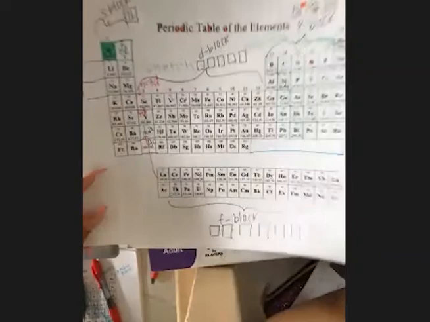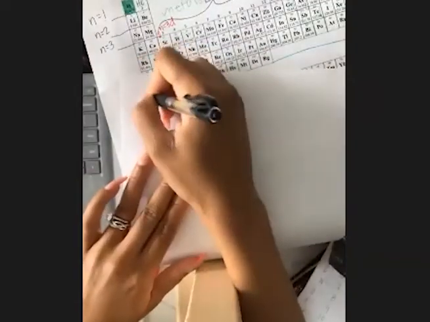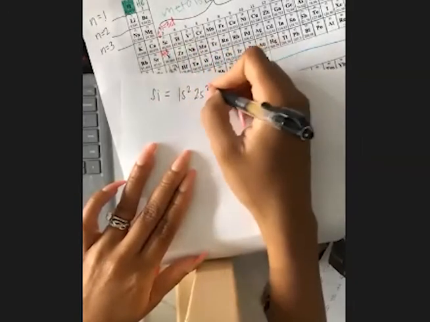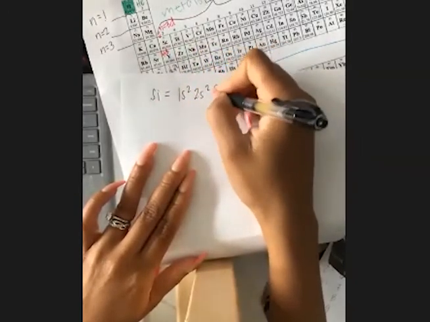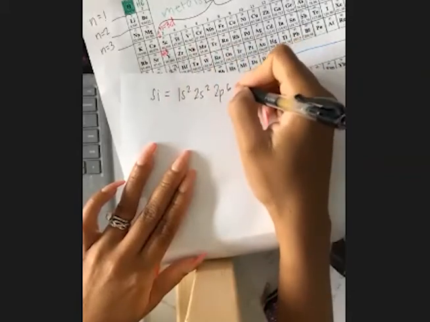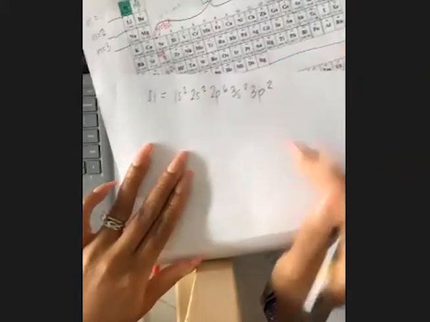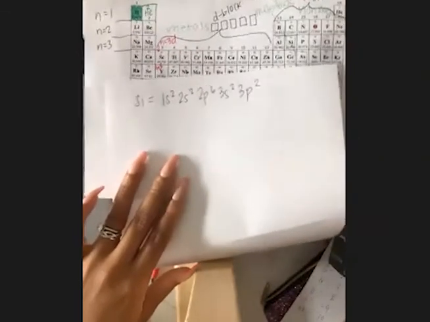All right, so if I write it down, I am saying for silicon, 1s2, 2s2, 2p6, 3s2, 3p2 is the electron configuration for silicon.